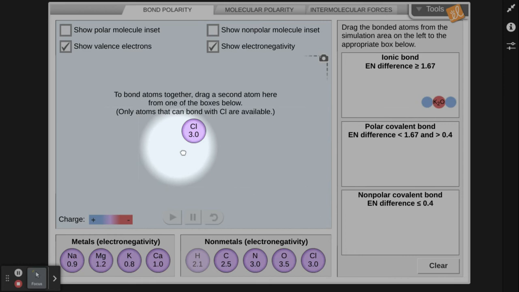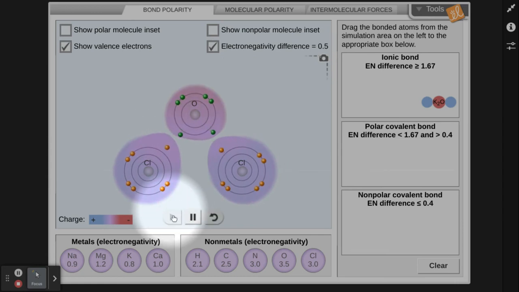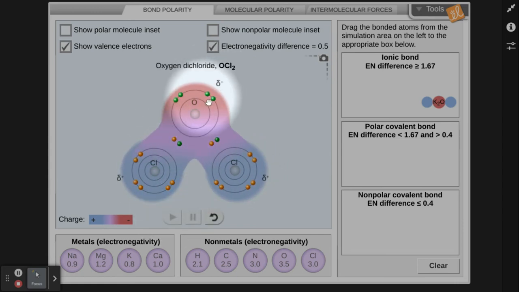So I'm going to try a compound between chlorine and oxygen, and I'm going to draw the Lewis structure in my notes, because what is shown on the simulation is only the Bohr models. You'll be drawing the Lewis symbols and Lewis structure. So notice all the atoms, chlorine and oxygen, are purple, but when I hit play, they change colors. We notice a couple things here. It is more red around oxygen, and it is more blue around chlorine.